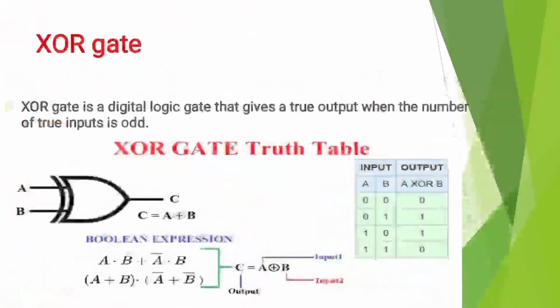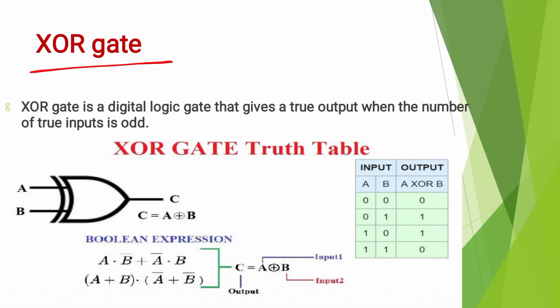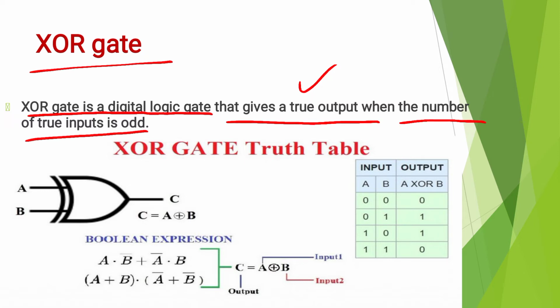Now coming to the next gate, that is XOR gate. It is a very important gate. In most of the digital systems we are using XOR gate operation. Okay, let's see what is XOR gate. XOR gate is a digital logic gate that gives a true output. True output is nothing but 1. True means 1 and false means 0, when the number of true inputs is odd. Okay, I hope you understood.